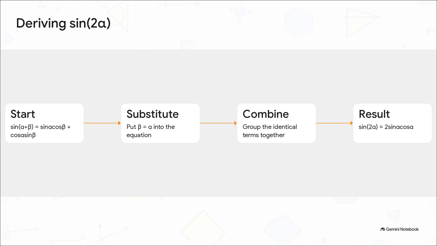That instantly makes the left side the sine of 2 alpha. And on the right side, both terms suddenly become sine alpha cosine alpha. Step 3, we just combine those identical terms. Which brings us to step 4, revealing our result. Sine of 2 alpha equals 2 sine alpha cosine alpha. Look at that, we just magically birthed the double angle formula without having to memorize a single new thing.